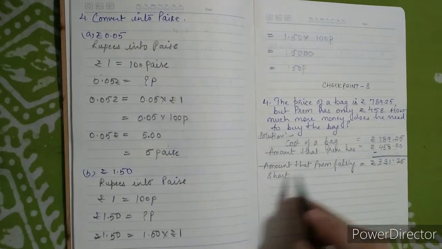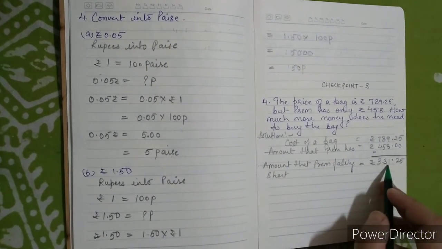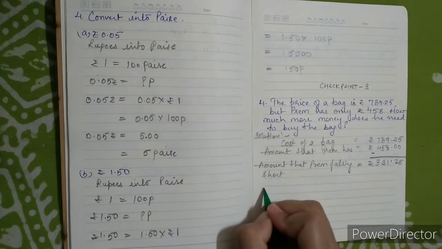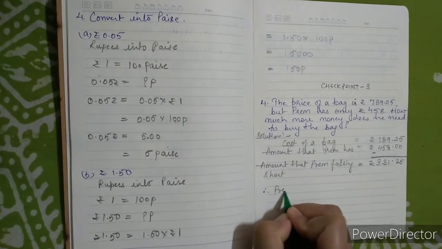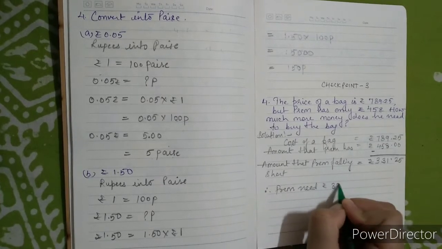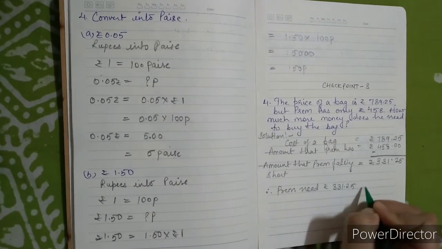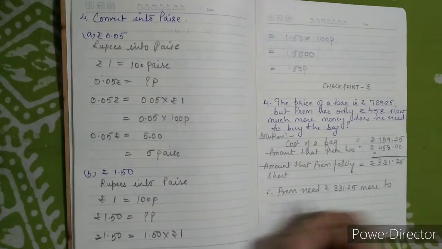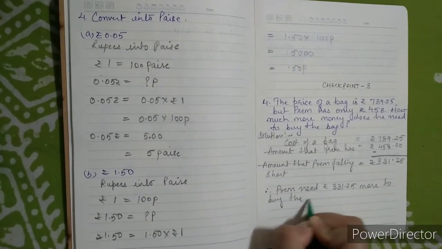Amount that Prem falling short is rupees 331.25. So therefore, Prem need rupees 331.25 more to buy the bag.